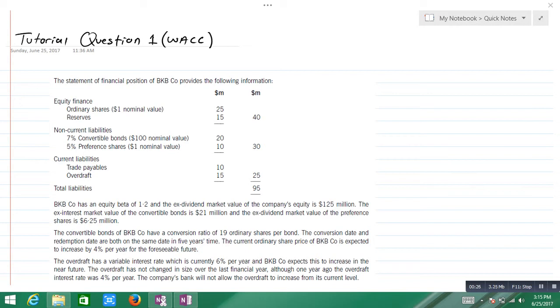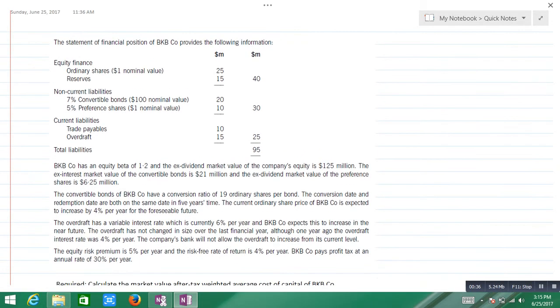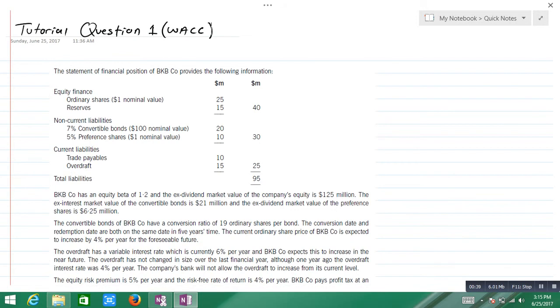Now this is something similar to your past equation. So let's go through the question now, how the questions look like. Let's look at what is the story here. Now look at that. The statement of financial position of BKB Co provides the following information. So all those values are in million.